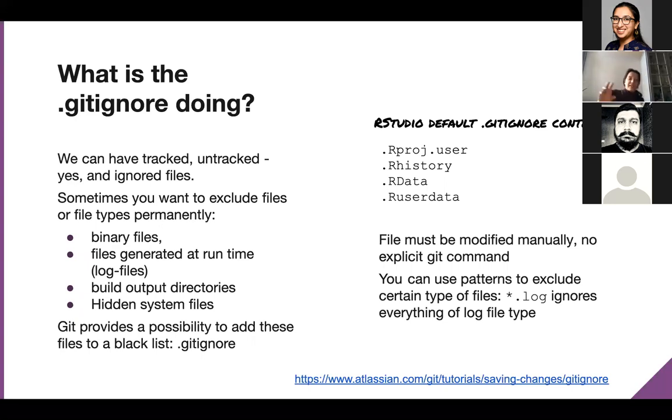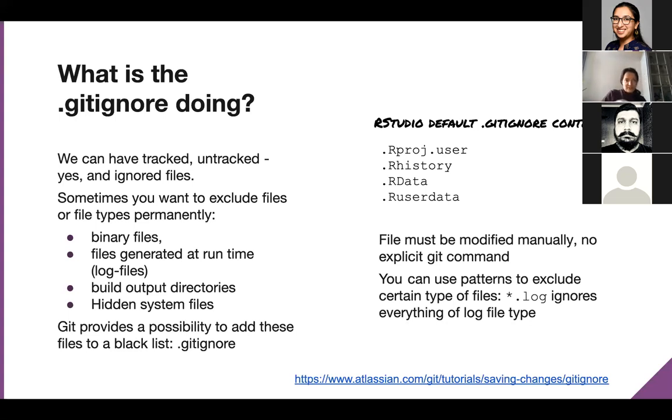From the beginning. In our working directory, we can track and untrack files, but also files that we might want to ignore, like binary files, files generated at runtime, like log files, build output directories, or hidden system files. Sometimes you want to exclude them permanently, because with all these PDF outputs, git status can get very long. If you have a large number of files that are updated every time you run your code, you will have them all in this long list.